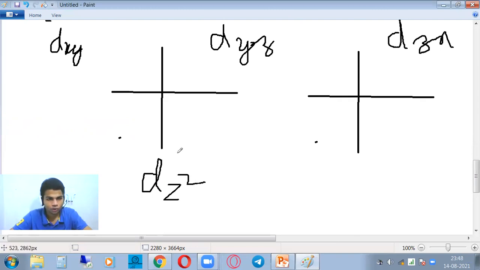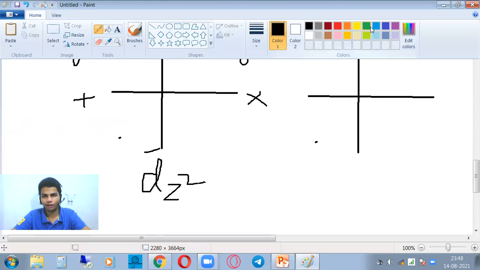Dz square. If I assume this one is the z-axis and this one is the x-axis, if this portion is plus x, this one is minus. This is plus z, so this will be minus z. So what happened in the z-axis? It will be quite different.